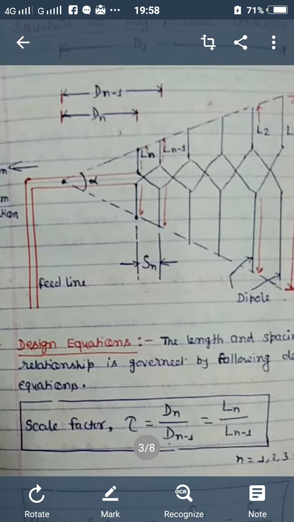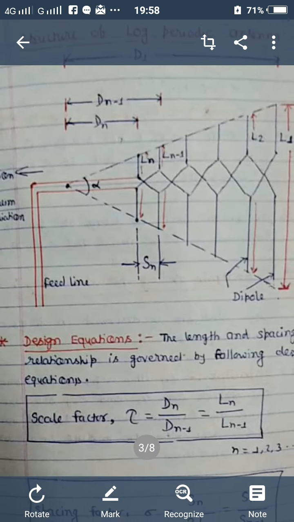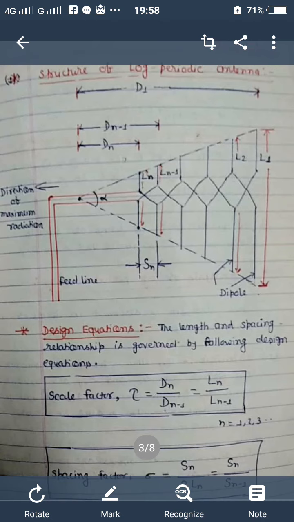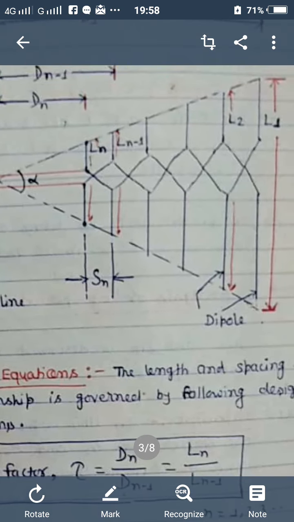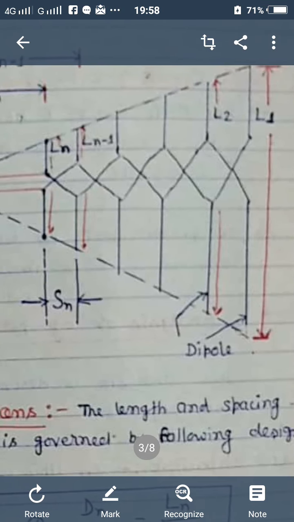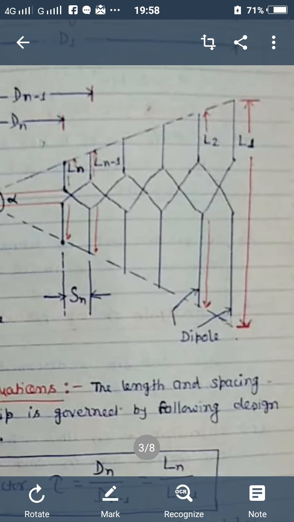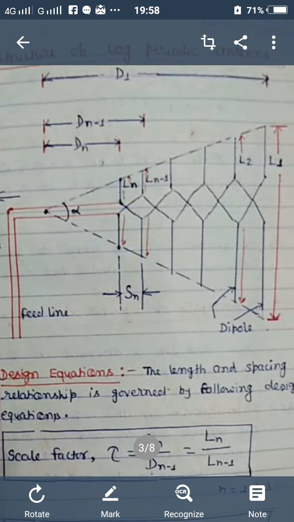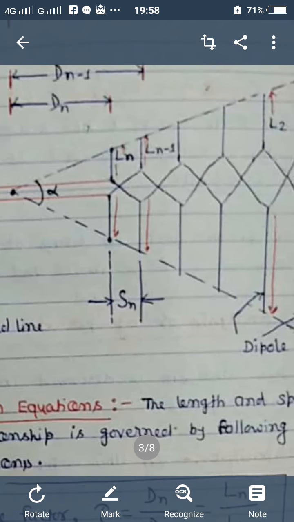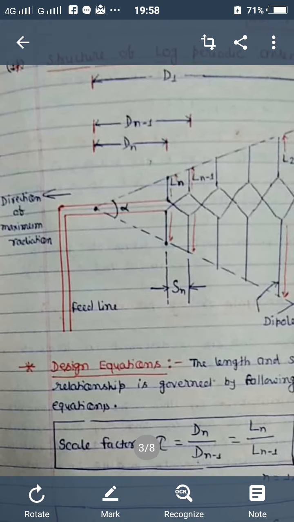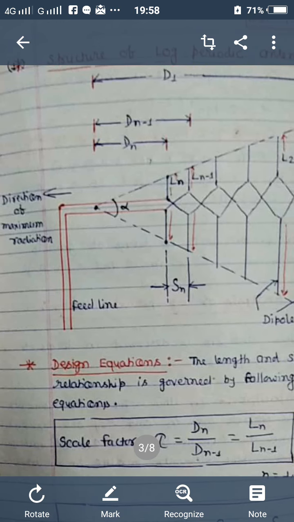Actually, the wavelength lambda is c by f, which means it has an inverse relation with frequency. Here you can see the length is lambda by 2 and this length is decreasing. If the length is decreasing, it means the frequency is increasing. Hence this is the direction of the lobe or maximum radiation.